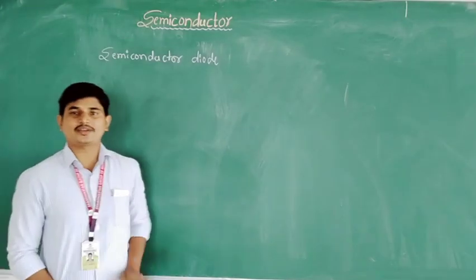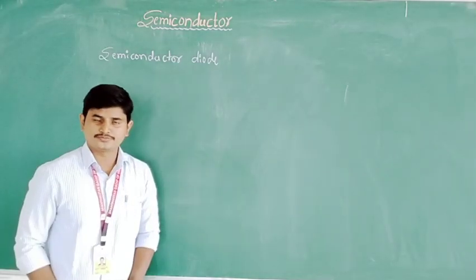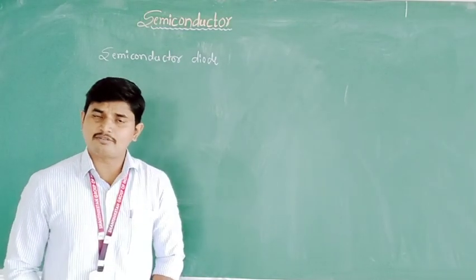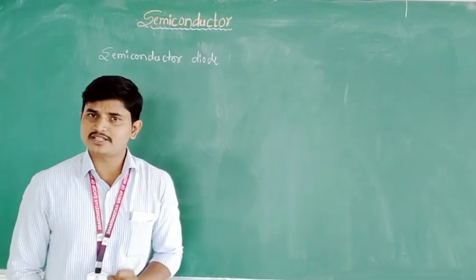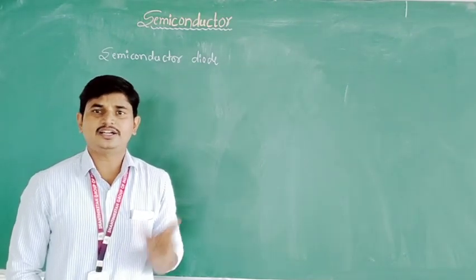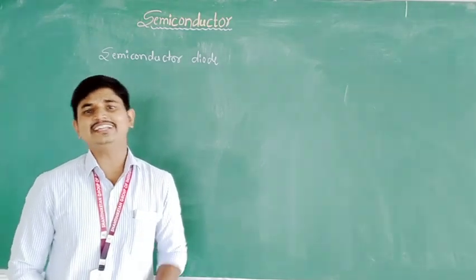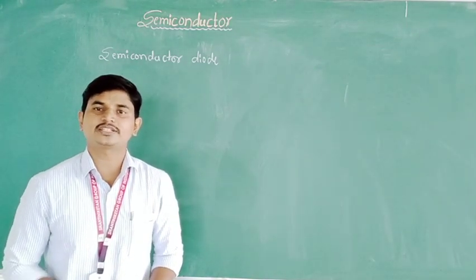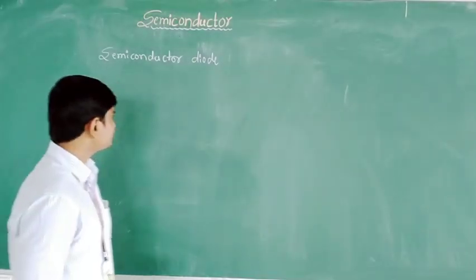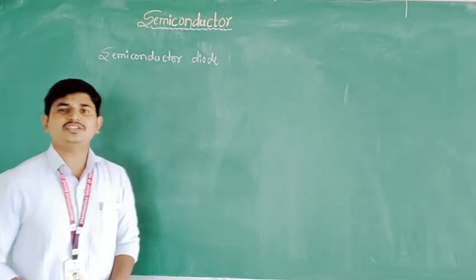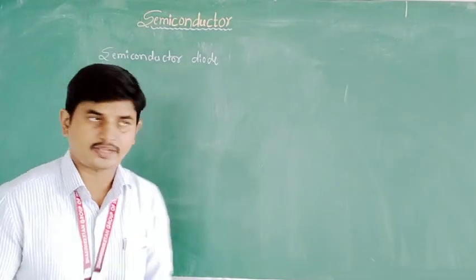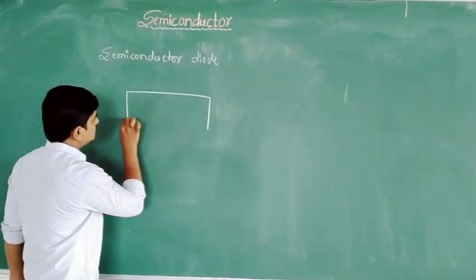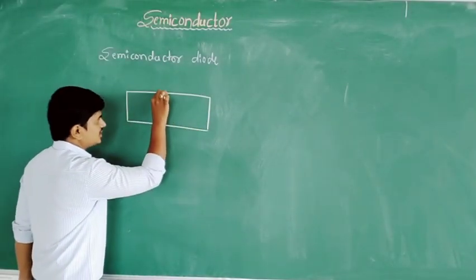See, the next topic is semiconductor diode. A semiconductor diode is a device having two terminals and typically allows the flow of current in one direction. That type of device we can call a semiconductor diode. See, a semiconductor diode is basically a PN junction. We already learned the concept of PN junction in the last class.